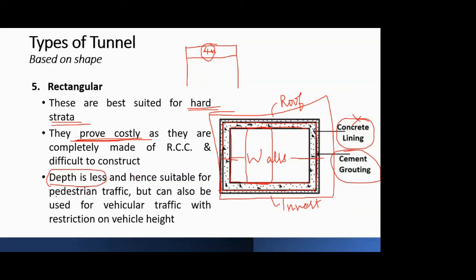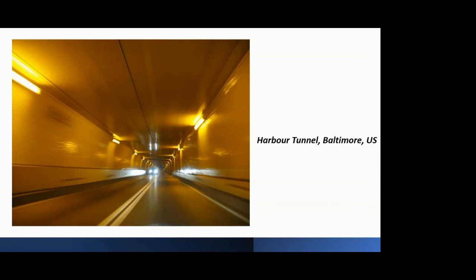For this purpose, they are best suited as pedestrian underpasses, for letting pedestrians cross from one side to another. Many of the subways are preferred as rectangles because of this disadvantage of the rectangular shape. So this is all about the types of tunnel based on shape, and this is one example of a rectangle tunnel. You see it's a perfect rectangle. It's a harbor tunnel in the US.